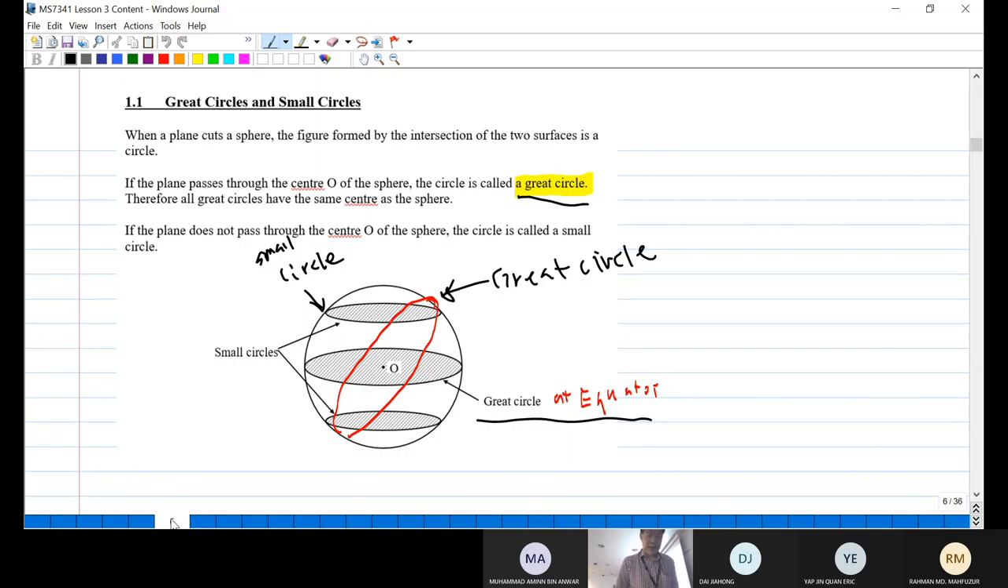So you can see that there are a few small circles there, the one on the top, and the great circle is the one passing through the center of the earth, the center of the sphere. For example, there's the equator there, right? So these are examples of a great circle and a small circle. And for us, we concentrate only on great circles because it's easier to do calculation. A small circle is much harder to do calculation.